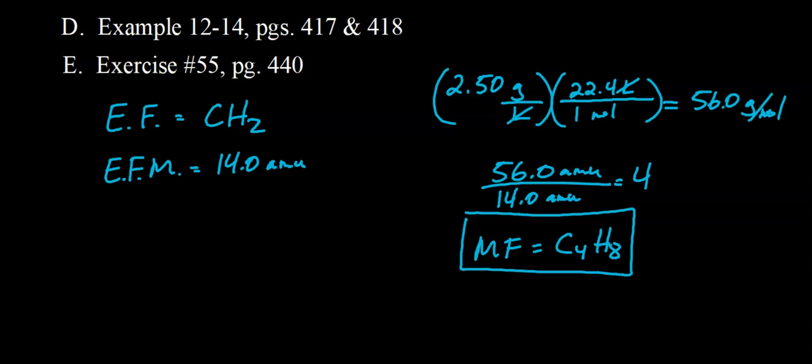Ultimately, we get 56.0 grams per mole. Take your molecular mass divided by the empirical formula mass to get your multiple. This time it is 4. So the molecular formula is 4 times the empirical formula. So we get C4H8.